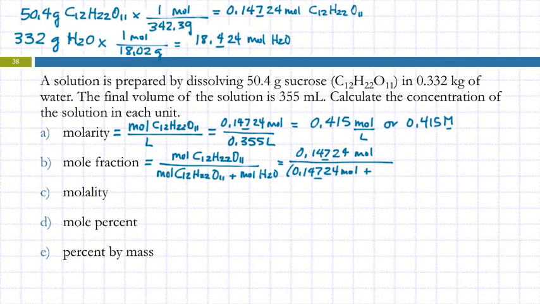So I'm going to plug that in here. 18.424 moles of water. Now, you need to be careful when you do this on your calculator. So I've got 0.14724 divided by, use parentheses, open the parentheses, 0.14724 plus 18.424, close the parentheses, enter. I'm getting 0.00793.